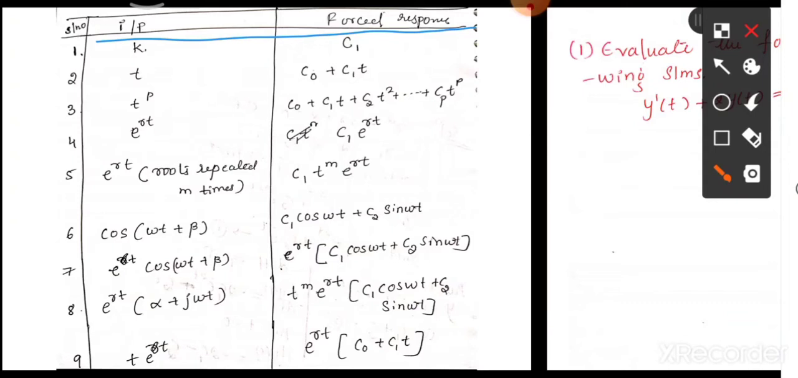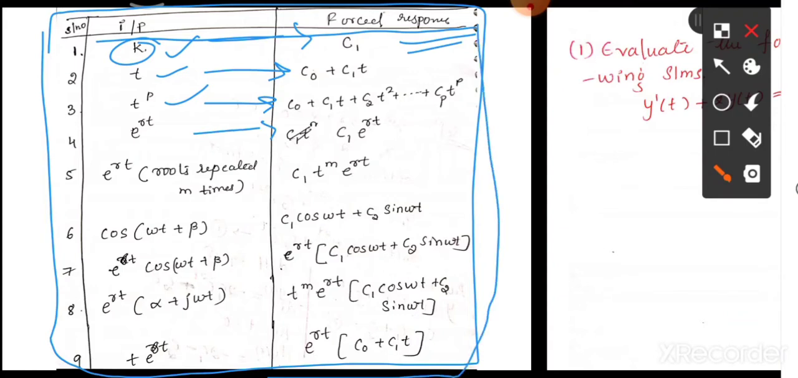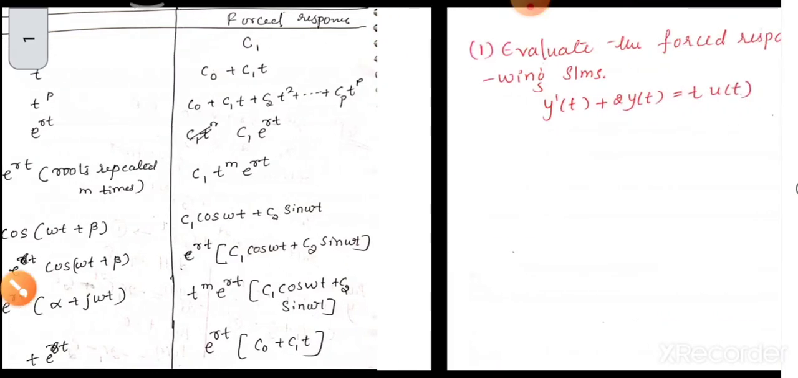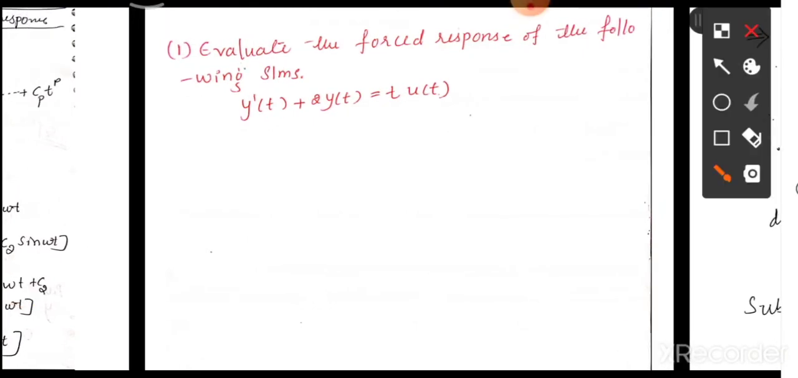So this list we are supposed to know: the structure of a forced response will be completely dependent on the input of the system. So whatever may be the input, based on that your structure of a forced response will be decided. We have discussed this, you are supposed to remember this table. Now we'll start with a simple numerical, that is, evaluate the forced response of the following system.